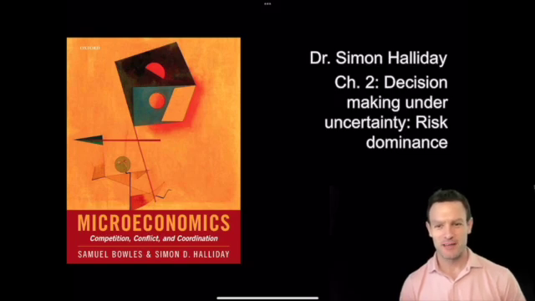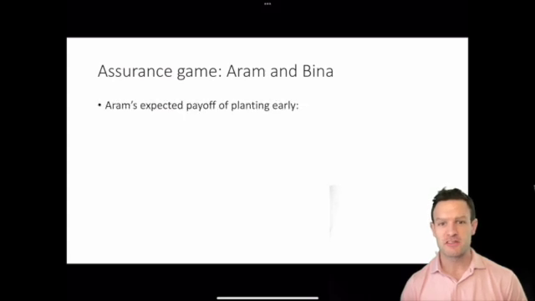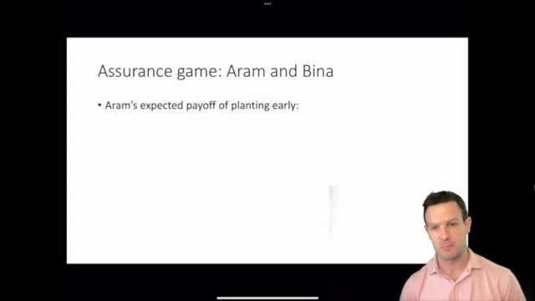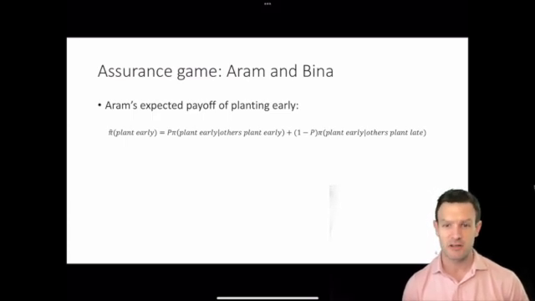Hi everyone. Here we're going to talk about decision making under uncertainty and risk dominance. So, remember that in the assurance game between Aram and Bina, we were calculating the expected payoffs for each of the players.